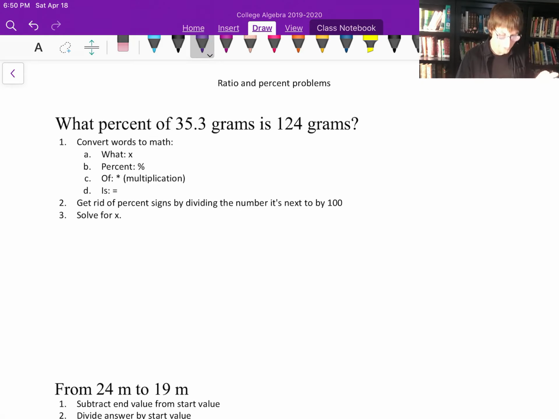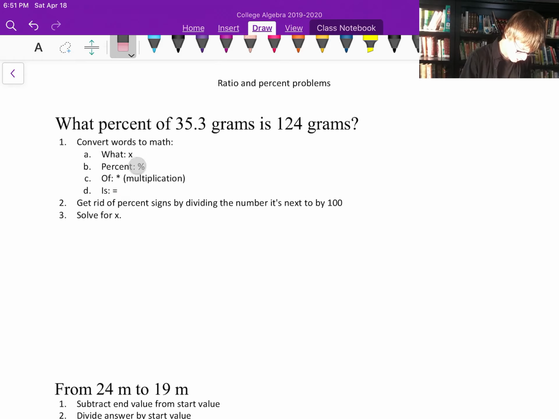Here's the way to convert it back to a math problem so it becomes super easy. Whenever you see what, you replace that with X. Whenever you see percent, you use a percent sign. Whenever you see of, you put a multiplication sign. And whenever you see is, you put an equal sign. Any problem you see, do this. Just change the words into these symbols, and that'll make it so much easier.